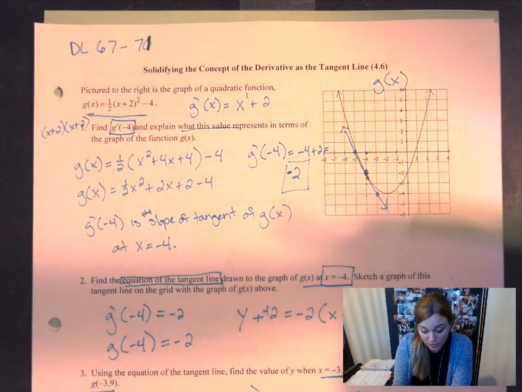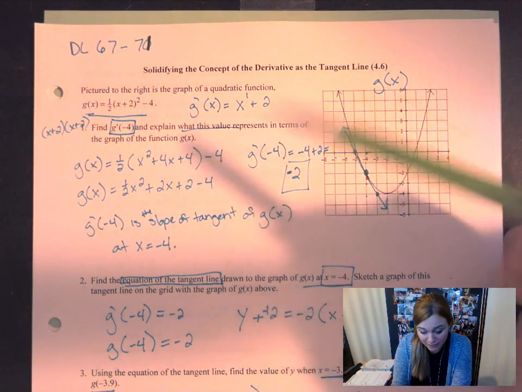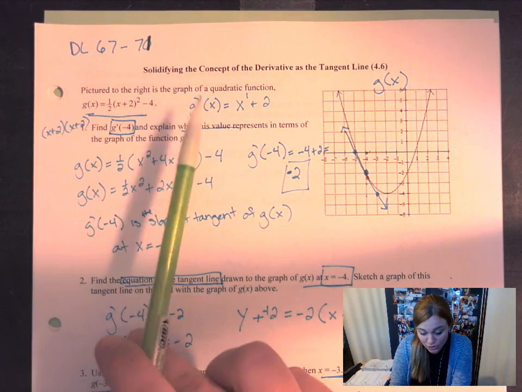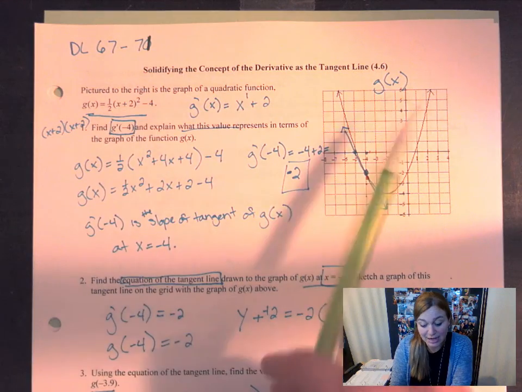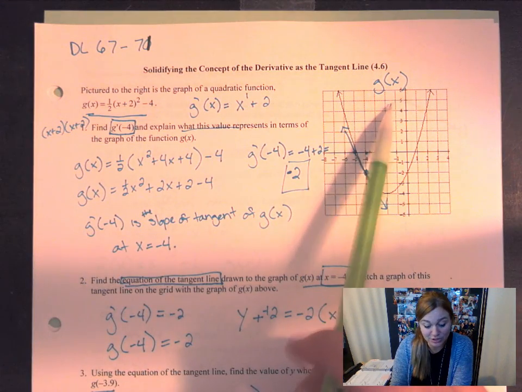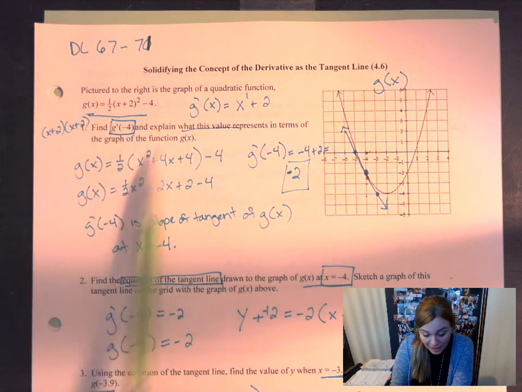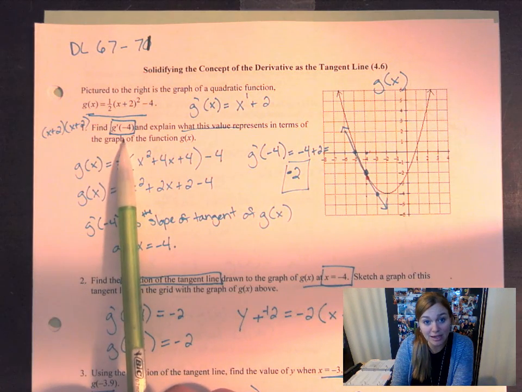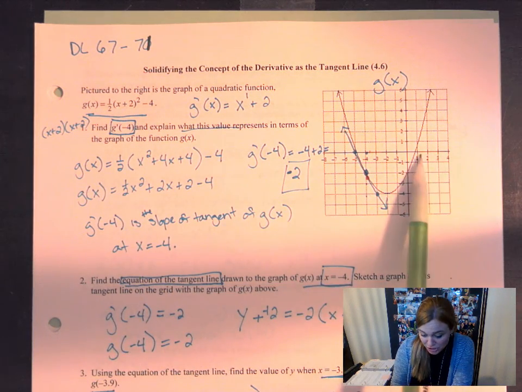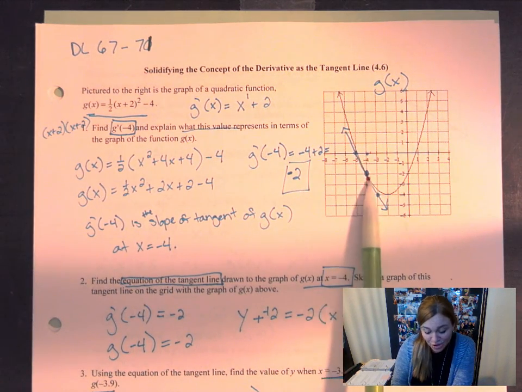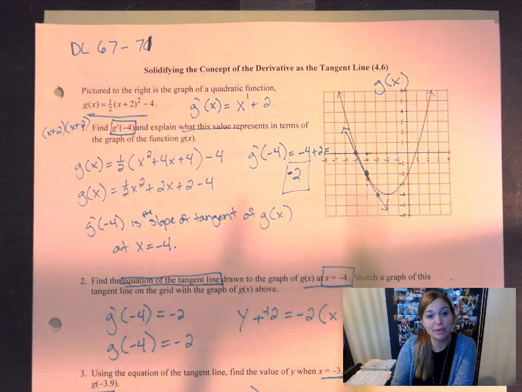So in this one, on the first page, so this is page 67, it says the picture to the right is the graph of this function. So the first thing that I did was label it. Make sure that yours is also labeled. And then over here it said find g prime of -4. If I went over to g prime of -4, I could just try to estimate what that is.